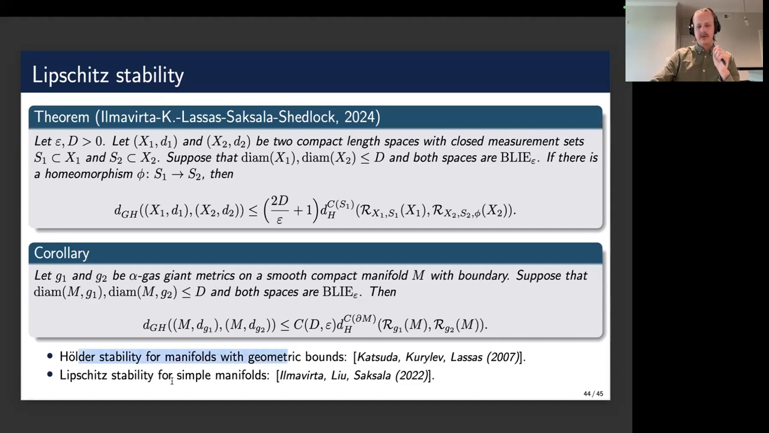Okay, not to go without mentions, the Hölder stability of these kinds of inverse problems was, I think, first studied by Katsura, Kururaba, and Lassos in 2007, and Lipschitz stability for simple manifolds was established by Ilmavirta, Liu, and Sachs in 2022.